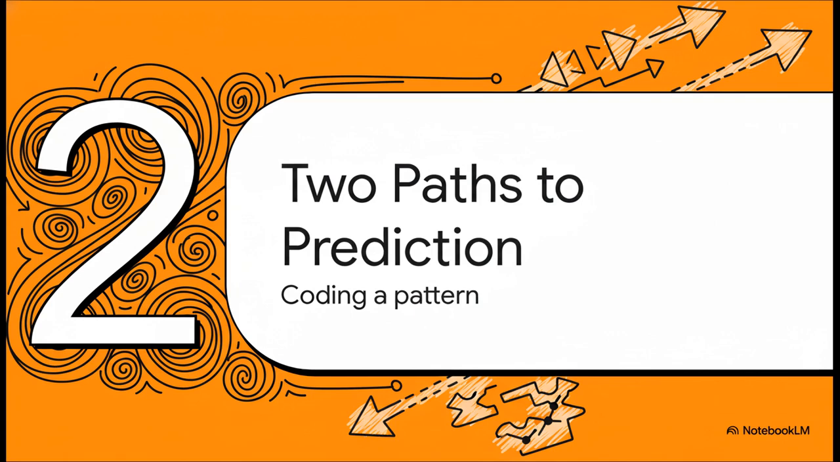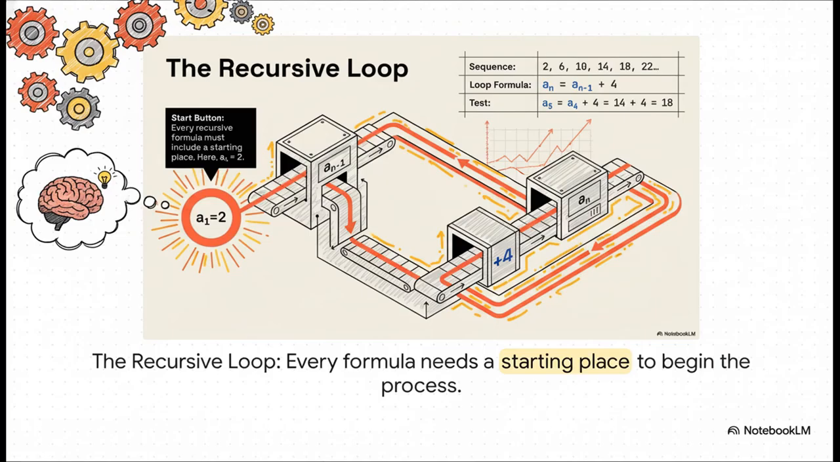Okay, so if we want a machine to see these patterns just like we do, how do we actually code them? How do we write a rule that lets us predict any step in the journey, even one way down the line? Well, it turns out there are 2 main ways to do this. The first way is what we call the recursive loop, and I love this visual. It's like a factory conveyor belt. To get the next item, you have to look at the previous item and do something to it. In this case, you take whatever number came before and just add 4. But here's the crucial part. You have to have a starting point. You need that first item, like A1 equals 2 right here, to kick the whole process off.